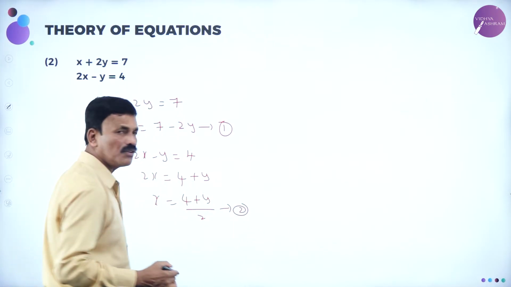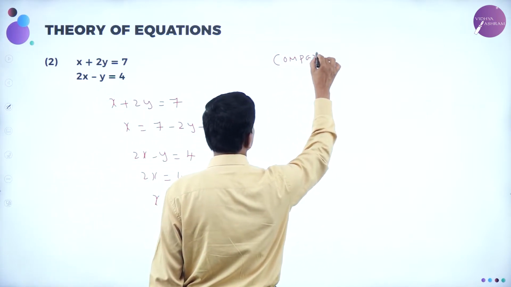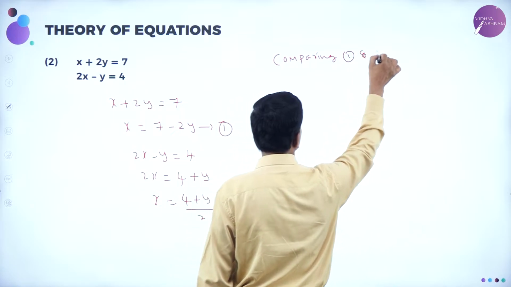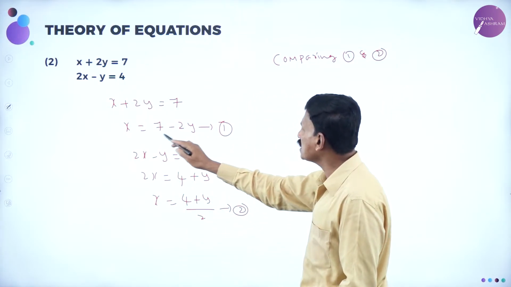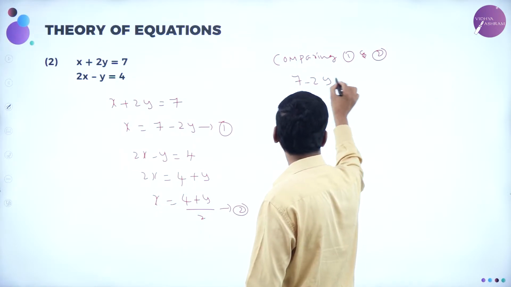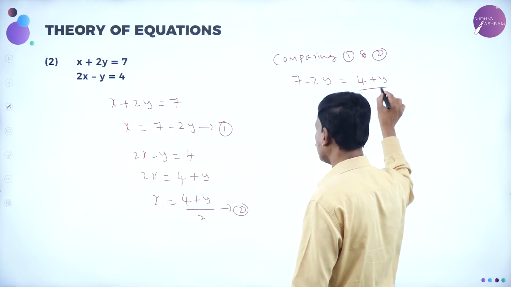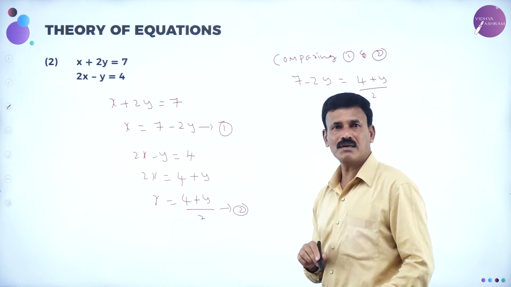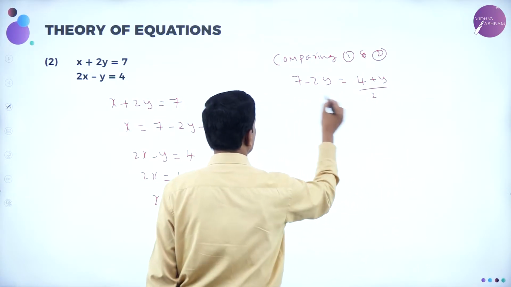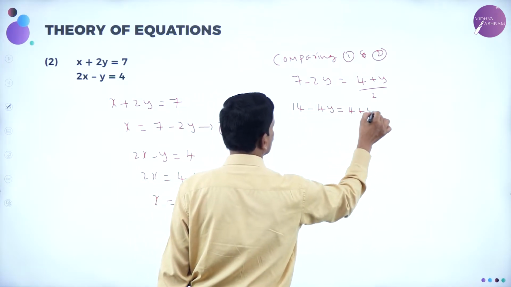Equation number 2. Now, comparing 1 and 2. If we compare equations 1 and 2, left hand sides are the same, x is equal to x. So, therefore, 7 minus 2y is also equal to 4 plus y divided by 2. This is called the comparison method. Now, cross multiply. 7 2s are 14 minus 4y is equal to 4 plus y.